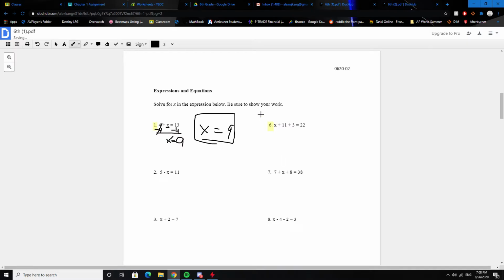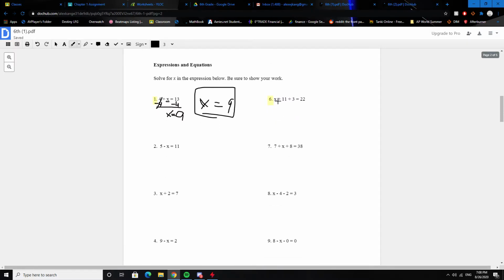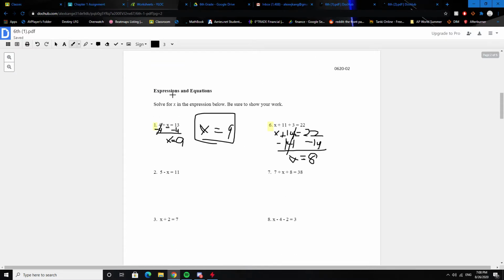In this situation, same thing. You want to isolate the variable. Here, you could combine 11 and 3, so it would be x plus 14 equals 22. From here, same thing as the last question, you subtract 14 from both sides. That cancels out to 0, and then x equals 8. 22 minus 14.